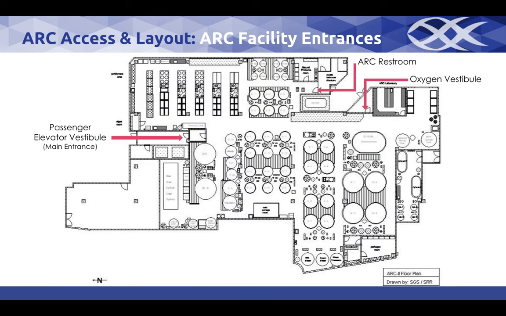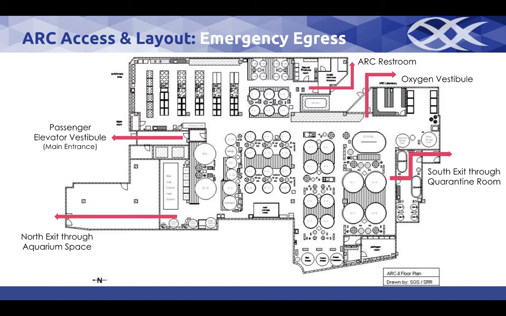There are 3 main entrances ARC users can use to enter the facility. They are the doors located at the main passenger elevators where the blue desk is located, the oxygen vestibule, and the restroom entrance. Do not use ARC as a shortcut between the passenger elevators and the south entrance to the building. In case of an emergency, please exit through one of the 3 main entrances and exit the building immediately.